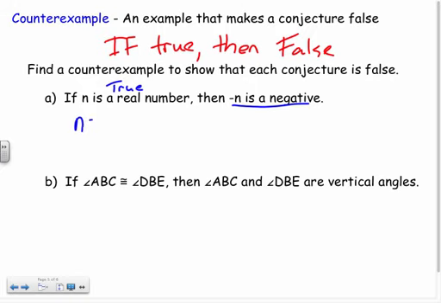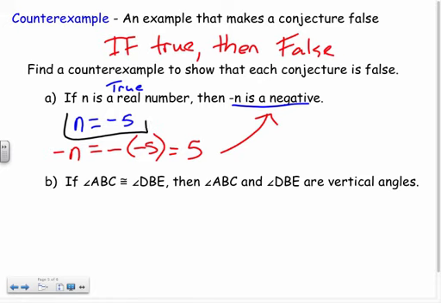Well, if I think about it, n is a real number, so that's positives and negatives. So I could say n is what? Negative 5, couldn't I? Because then if I take negative n, it's really the opposite of negative 5, which is positive 5, which makes that false, right? So here is my counterexample: n could be negative 5, and it would make my then false. So just give something to show that the then is false, giving a counterexample.